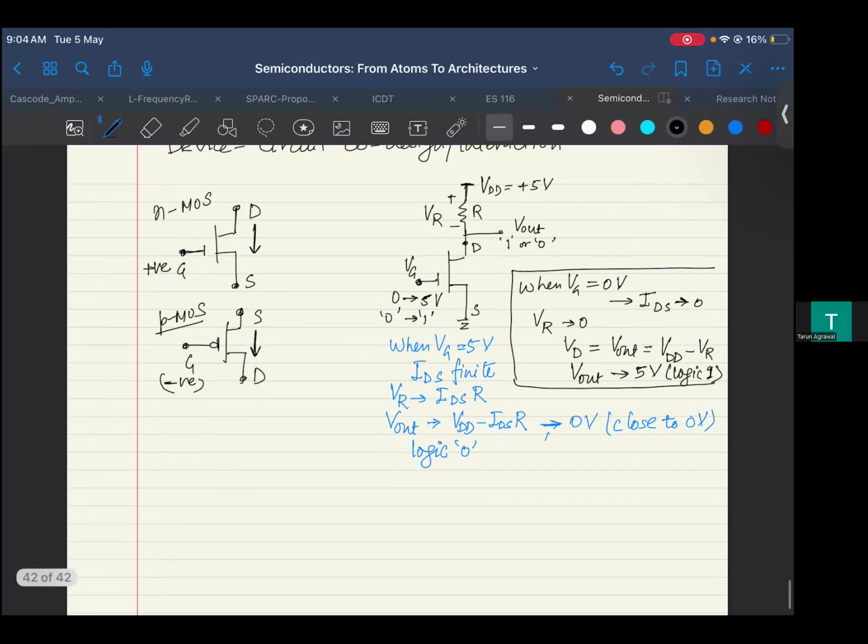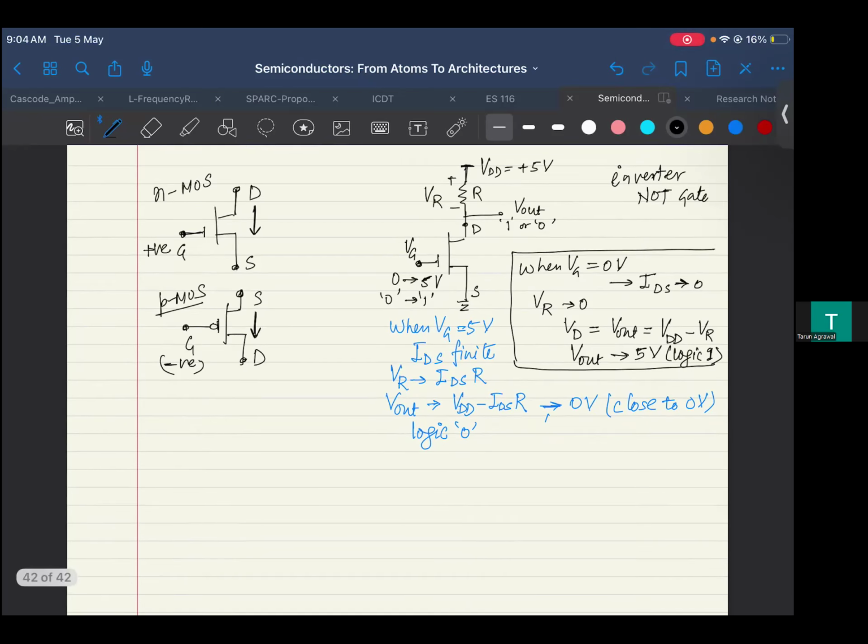With this resistor, it is a very simple case of an inverter, which can also be a NOT gate, right? Now you can ask, okay, that is very good, we are converting from a 1 to 0. But how does my device dictate the operation of the NOT gate, right?